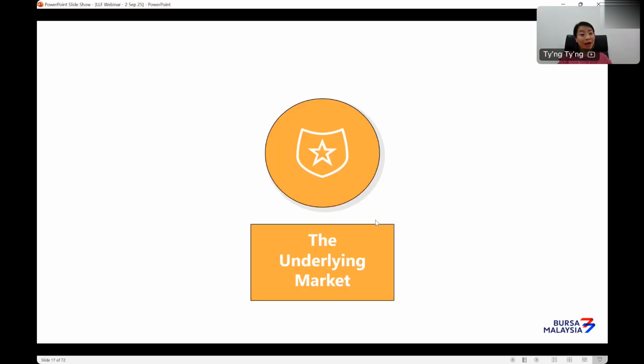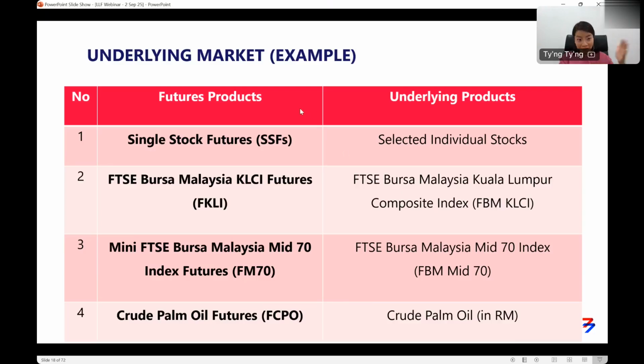Now, the underlying market, like what I mentioned to you, this is the parents. We need to understand the movement of the parents, the characteristics of the parents, because they are going to affect us as derivative products. On your left-hand side, these are all the futures products in Malaysia, especially the first 3, which are under the stock market itself. And this is the parents, which is your underlying products. For example, for single stock futures, we derive from selected individual stocks traded in the stock market. So from the stocks itself, we have these single stock futures.